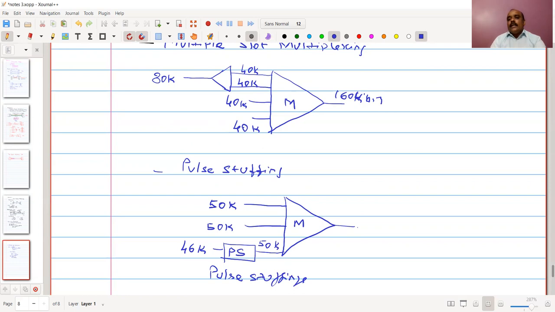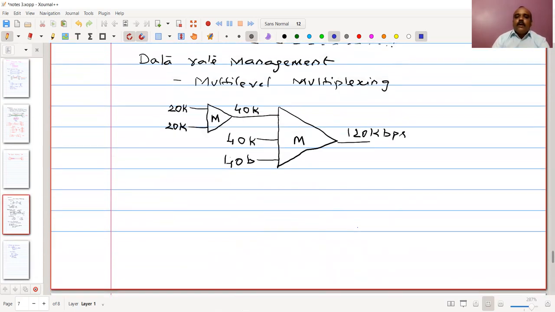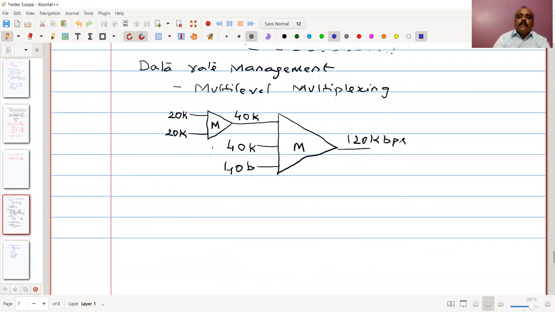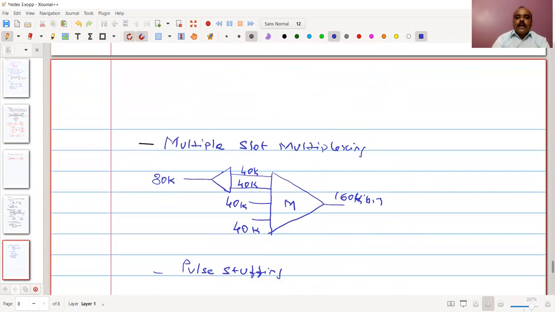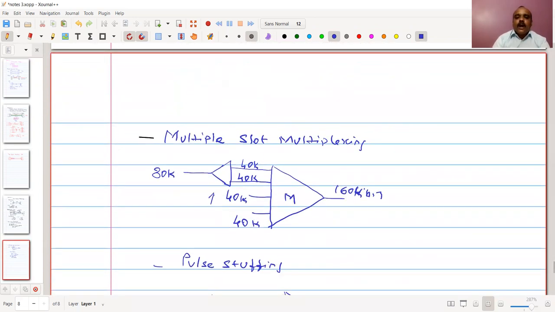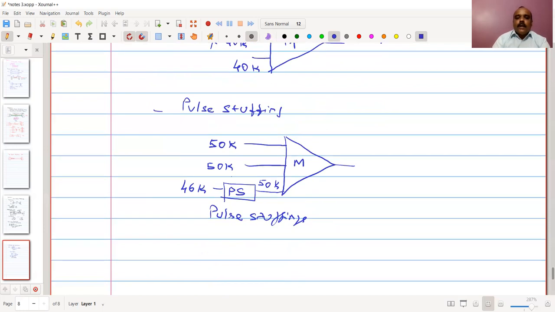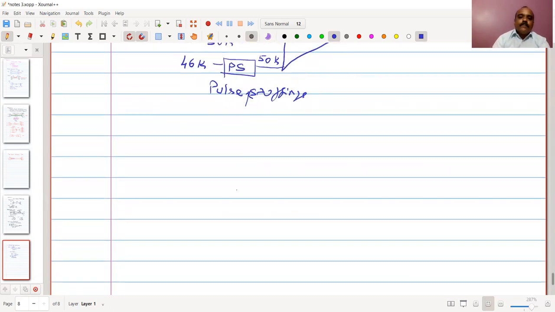So there are three techniques of data rate management. One, use multiple levels of multiplexing. The second one is you create multiple slots. And the other one is you stuff with pulses so that you can transfer the data. So these techniques are used in synchronous TDM.